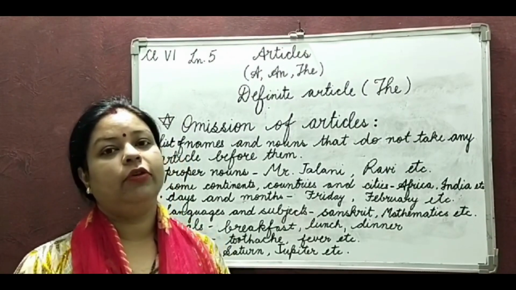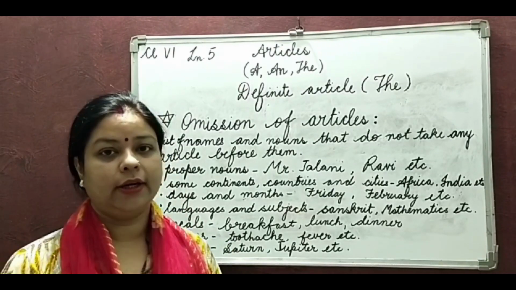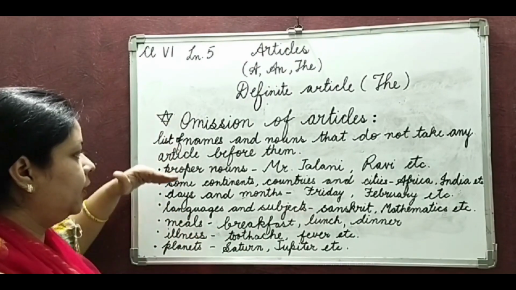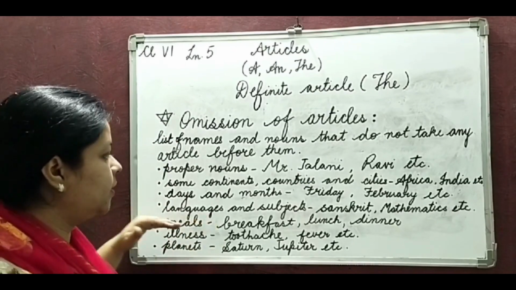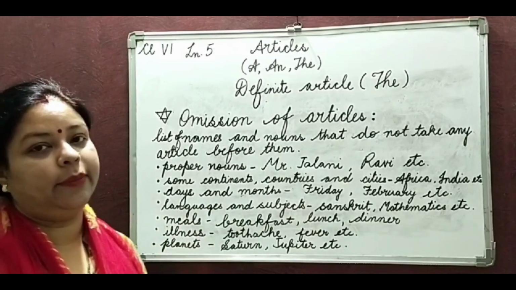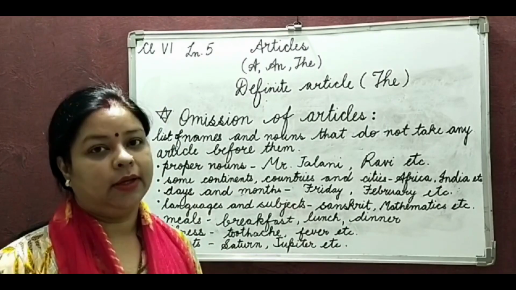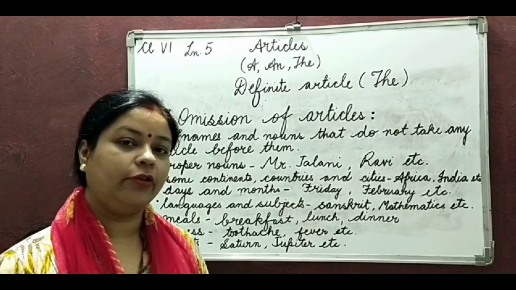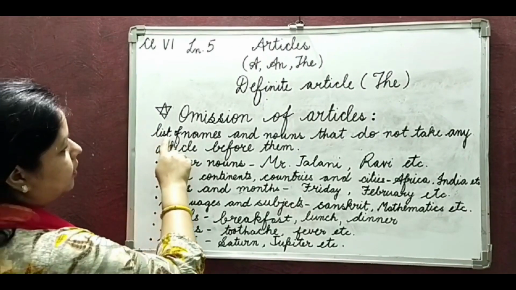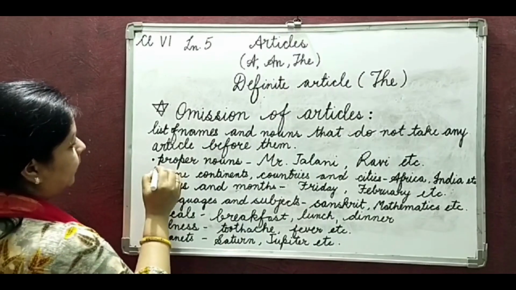So in omission of articles, we will see that the articles a and the are not used with some specific nouns and some specific names of countries, days, months, languages, subjects, meals, illness and planets. So they don't take any article with them. Let us see and remember them point-wise, so that it will be easy for us to understand and remember afterwards. Here is a list of names and nouns that do not take any article before them. The first is proper nouns.